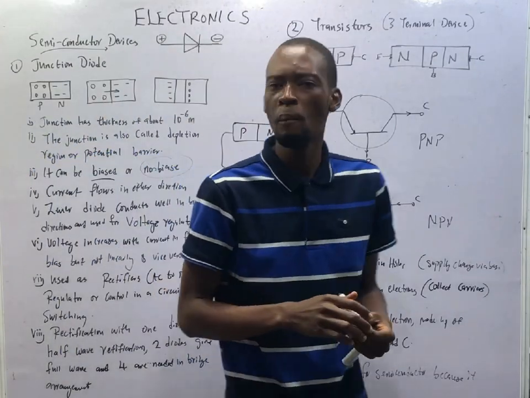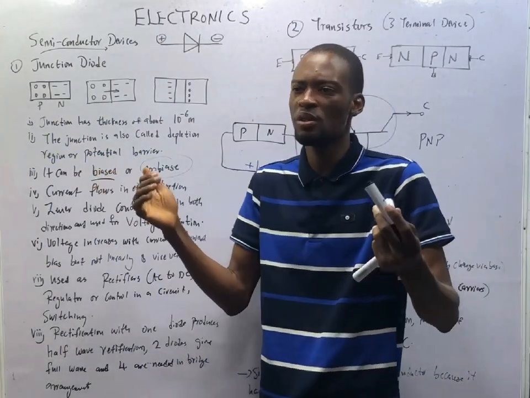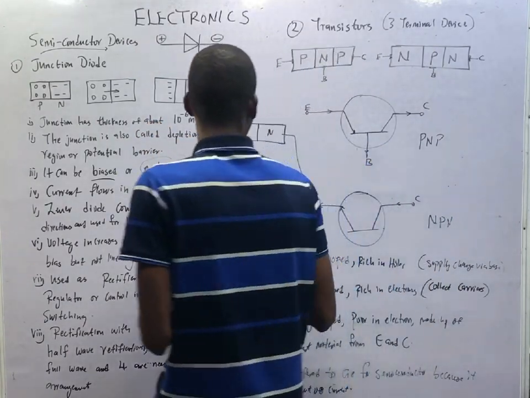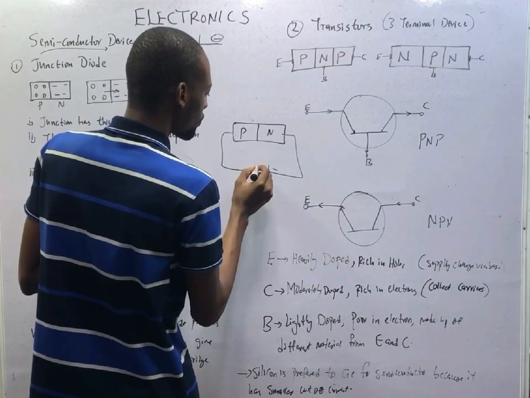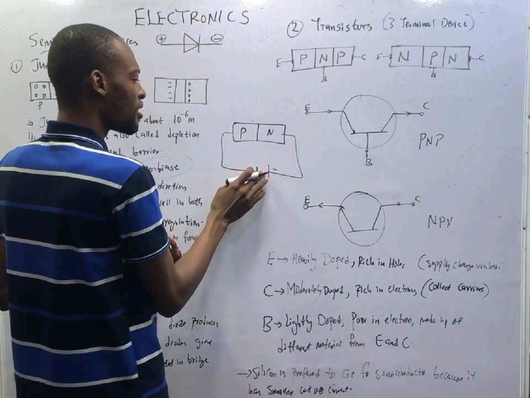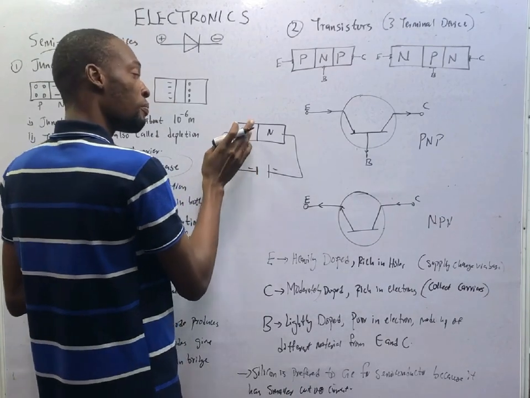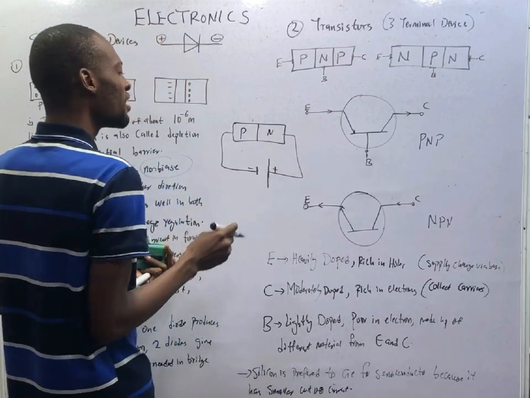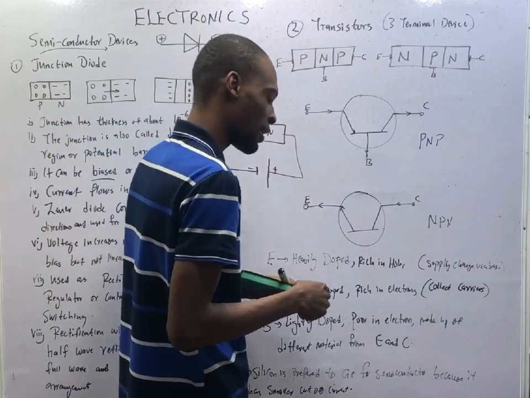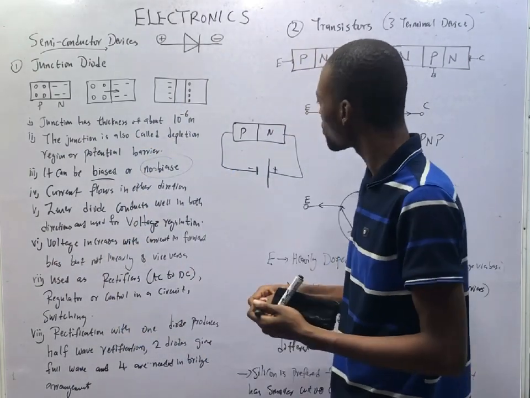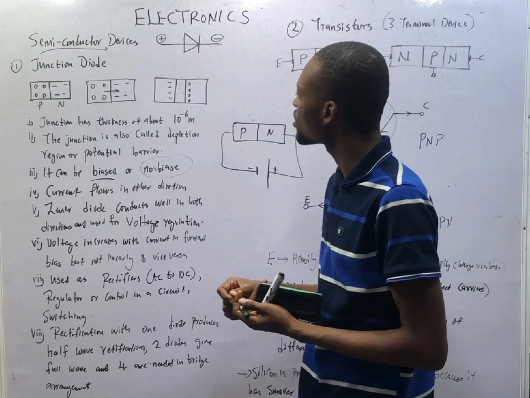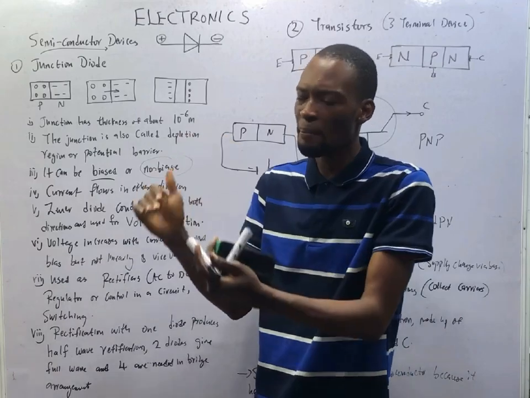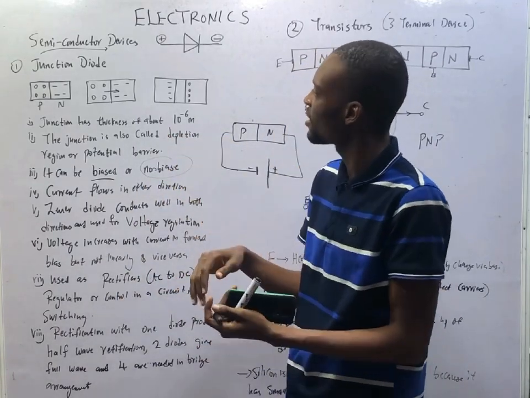And in forward bias, more current flows because the depletion region will shrink, it will get smaller. Now, a situation where the negative part of the battery is connected to the P end, which is the positive side, and the positive side of the battery is connected to the N end, which is the negative side. In this case, the diode is reverse biased. And in reverse bias, only a small current flows. This is why a diode will allow current to flow very well in one direction, then a smaller amount of current will flow in the reverse direction.